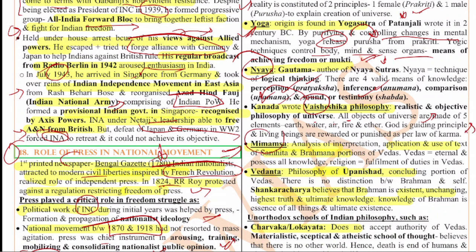Next, you have the Mimamsa school of thought, where there is analysis of interpretation, application and use of the text of the Samhita and Brahmana portions of the Vedas. Next, you have the Vedanta, the philosophy of the Upanishads, the concluding portions of the Vedas. There is no distinction between Brahman and self according to Shankaracharya. Even Acharya Ramanuja's philosophy comes under the Vedanta. Shankaracharya believes that Brahman is existent, unchanging and the highest truth, and Brahman is there in everyone. That is the meaning of Aham Brahmasmi, which was said by Shankaracharya. So these are the various things.